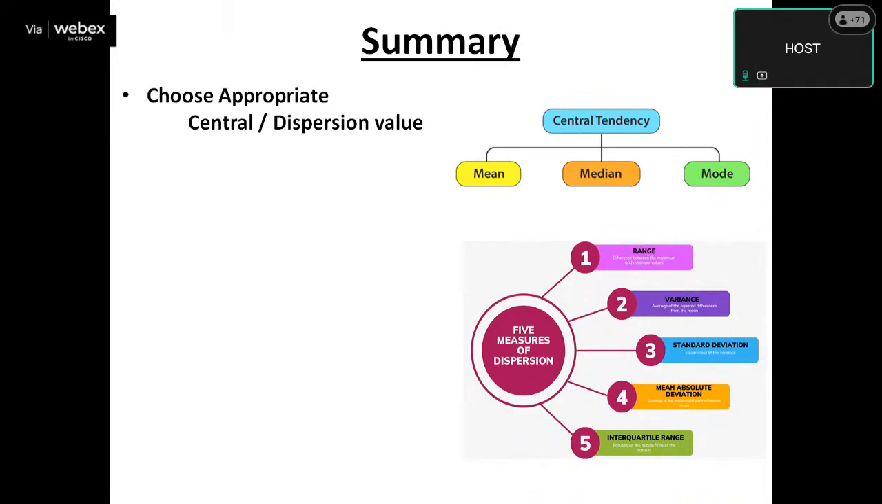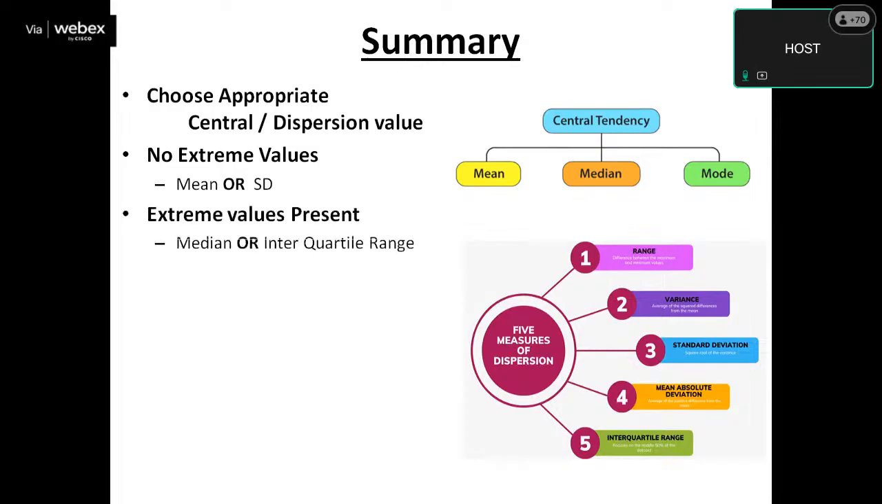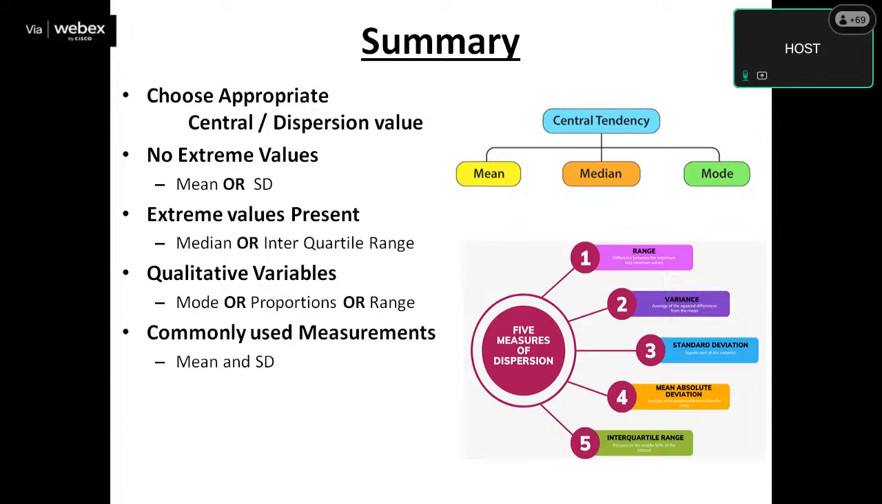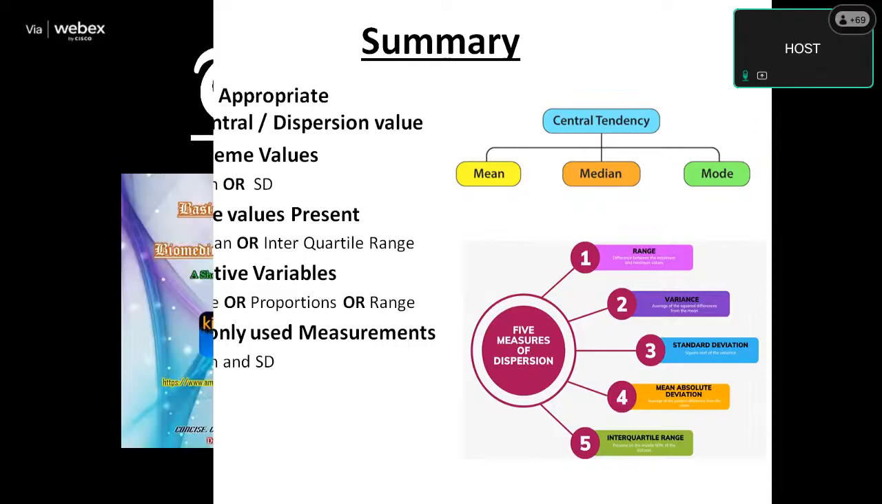So now let us summarize. In the given data of a variable, we have to choose which value we have to find out, either the central value or the dispersion value. If extreme values are present, then we have to use the median or interquartile range. But if there is no extreme value, we can use the mean or standard deviation. And if qualitative data is available, usually we prefer mode or proportions. And commonly we use mean and standard deviation for the measurement of various study variables.